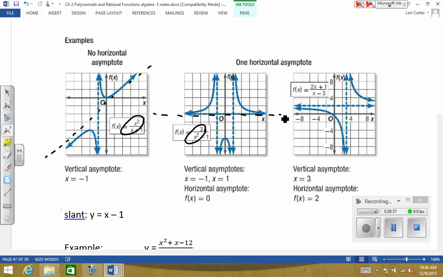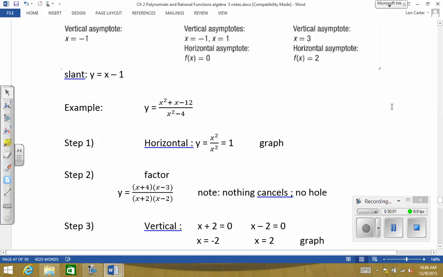Next one, we have 2x over x. So the x's cancel, giving you a straight number at 2. All right, are we good? 3 cases. Cancel, straight number. X in the denominator, 0. X left in the numerator, slant. Good?